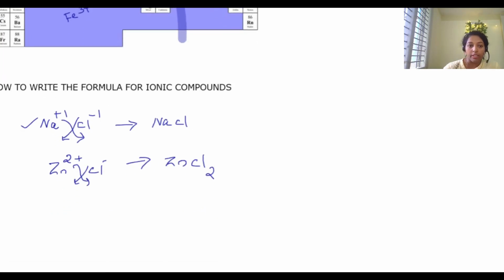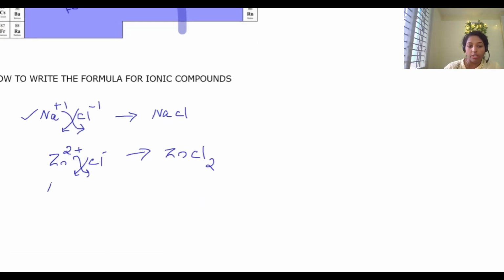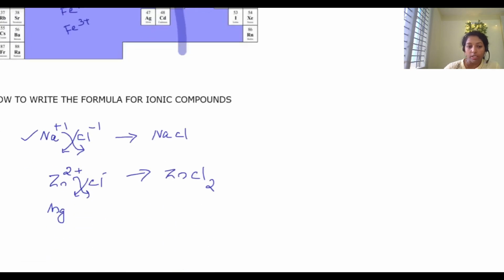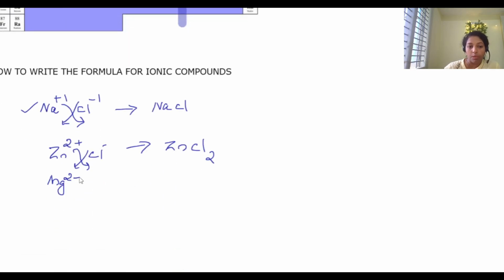Okay. Then similarly magnesium. When you are writing magnesium, look at the charge of magnesium. Magnesium is again in the second group and chlorine is negative 1. So see, Mg 2 plus and Cl minus. Then you interchange the charge. Then you will get MgCl2.